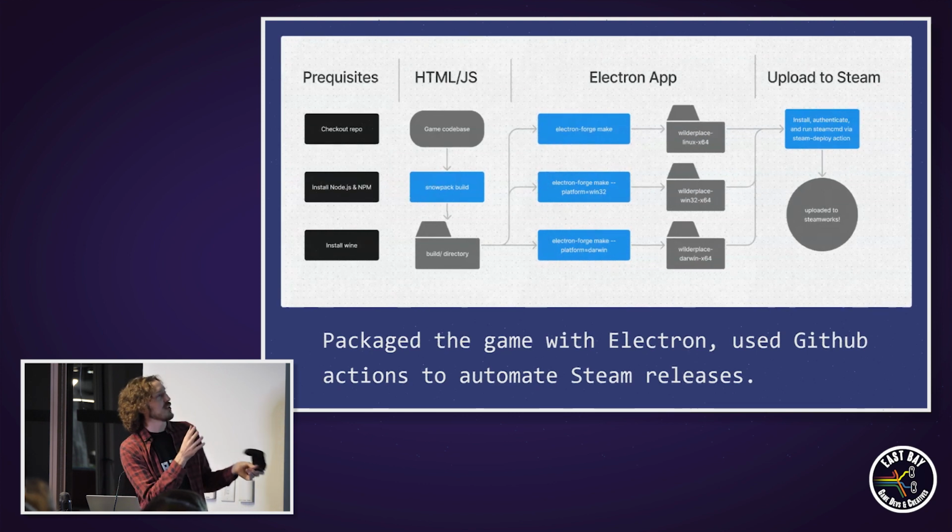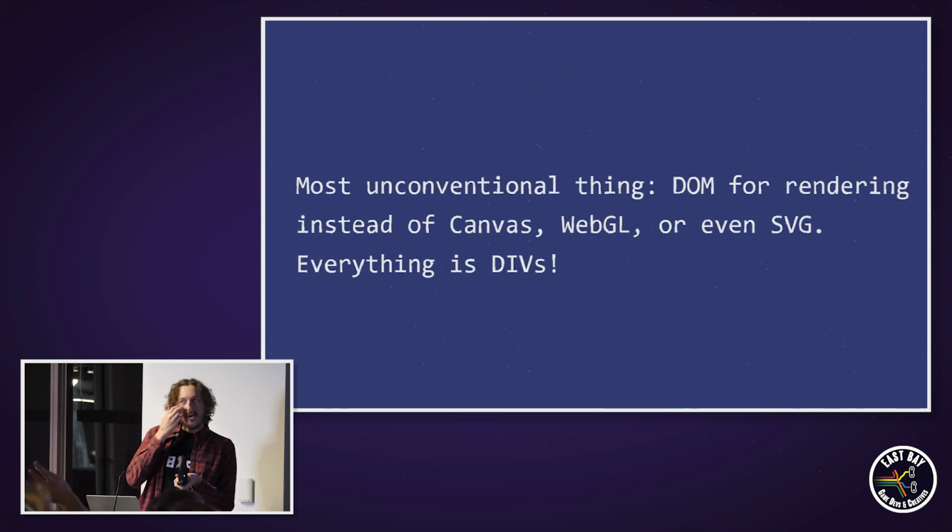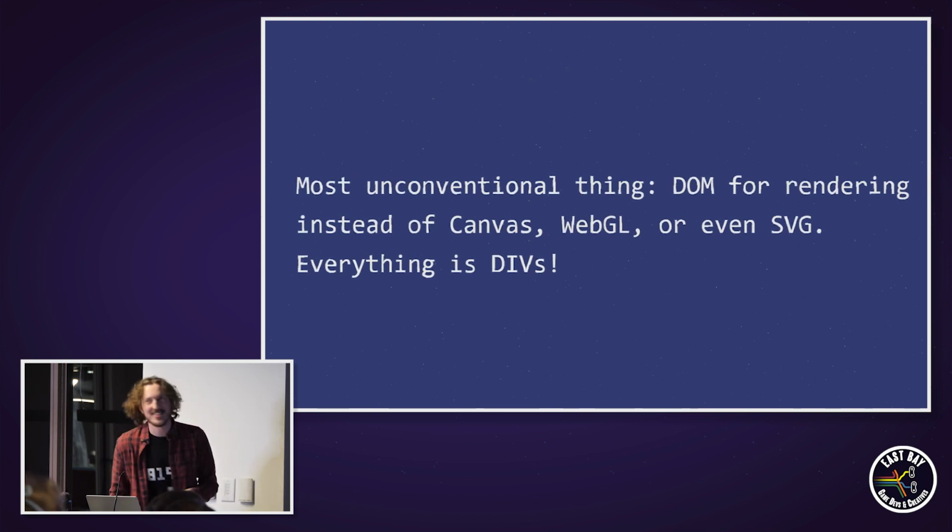But anyways, the point here is that I'm using React to render, and we're using the DOM. So there's no canvas, no WebGL, I'm not even using SVG here. It's just a bunch of divs. So does anyone know what the DOM is? Yeah, okay, a lot of people. That's good, right.